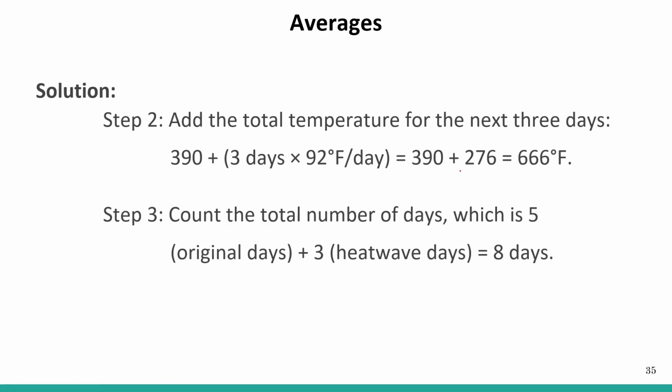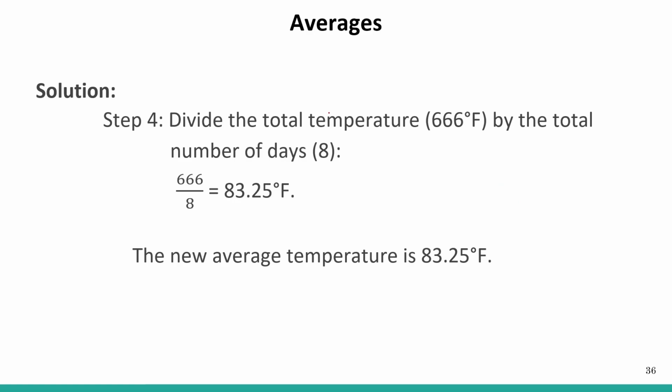Okay, 390 degree plus 276, so 390 is the cumulative of the first 5 days, and 276 is for the heat wave days. So the total cumulative count becomes 666 degree Fahrenheit. The total number of days is 5 plus 3 is equal to 8 days, right? So dividing 666 by 8, we are left with 83.25 degree Fahrenheit. So the new average temperature is 83.25 degree Fahrenheit.